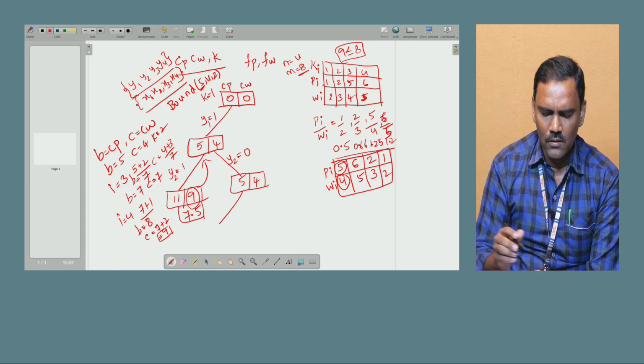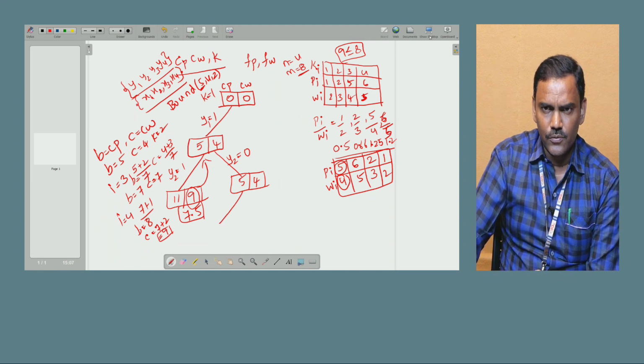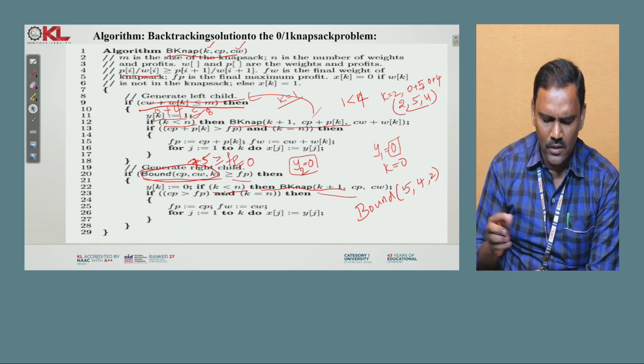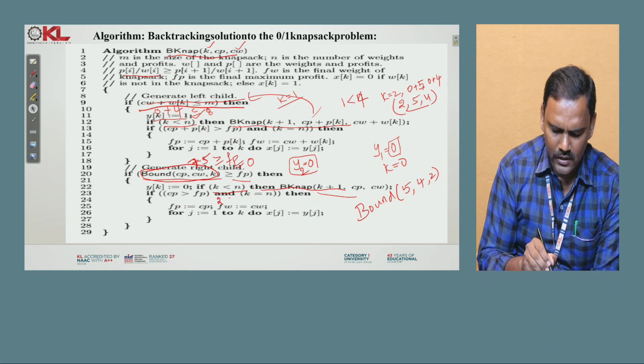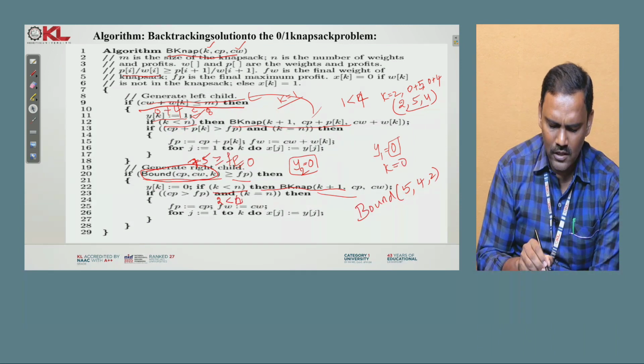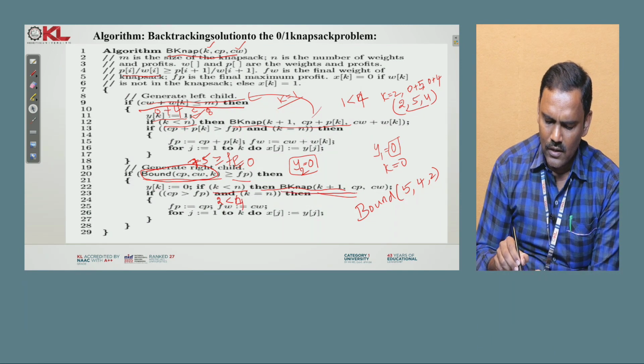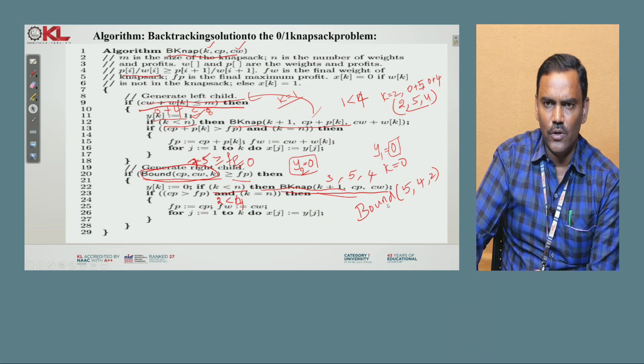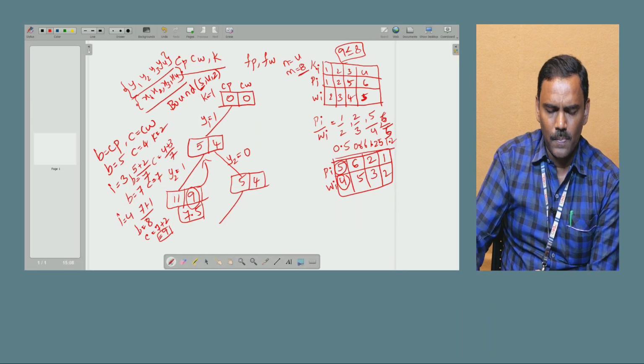Now if you see the algorithm, again we are going back. Now we are considering k less than n. What is our k value here? The k value is 2 and it is less than n. N is nothing but 4. Then we are calling again knapsack of 3 comma initial value 5 comma profit and 4. That means we are calling back to that process.